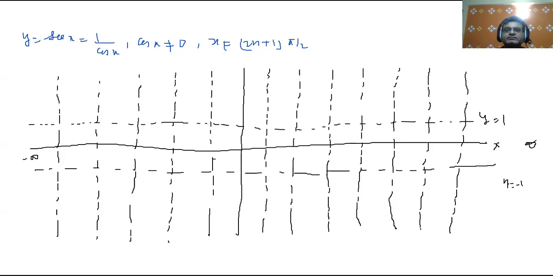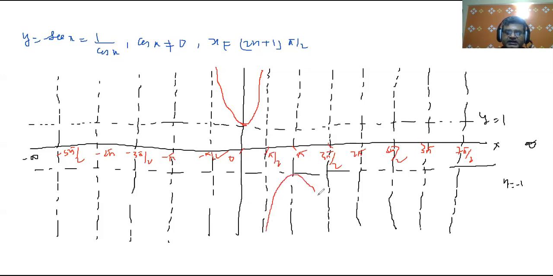Now, what's this graph? So this is 0, this is pi by 2, this is minus pi by 2, this is pi, this is 3 pi by 2, it is 2 pi, it is 5 pi by 2, it is 3 pi, it is 7 pi by 2, here it is minus pi, minus 3 pi by 2, minus 2 pi, minus 5 pi by 2. So in this case, the graph will be like this. And here it will just go up and come back to the infinity. So this is the graph.